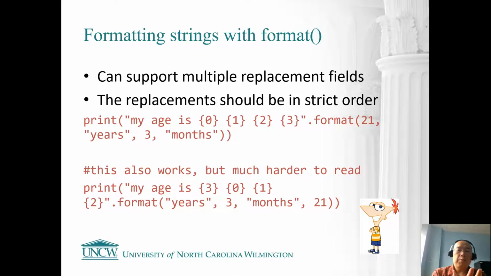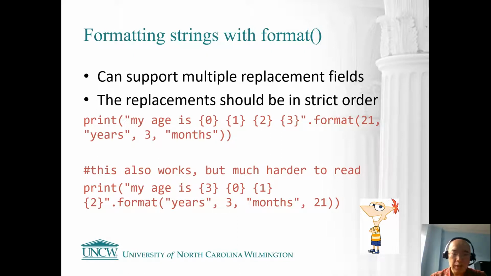We use the placeholders. So if you want to do the same thing, my age is, and then placeholder 0, placeholder 1, placeholder 2, placeholder 3. Now we are using the curly braces to number the placeholders. And after that, we do a dot format. In the dot format, we have 4 values we want to backfill in, right? So the placeholder 0 will be 21, the placeholder 1 will be years, the placeholder 2 will be 3, and placeholder 3 will be months. So we get the same thing.